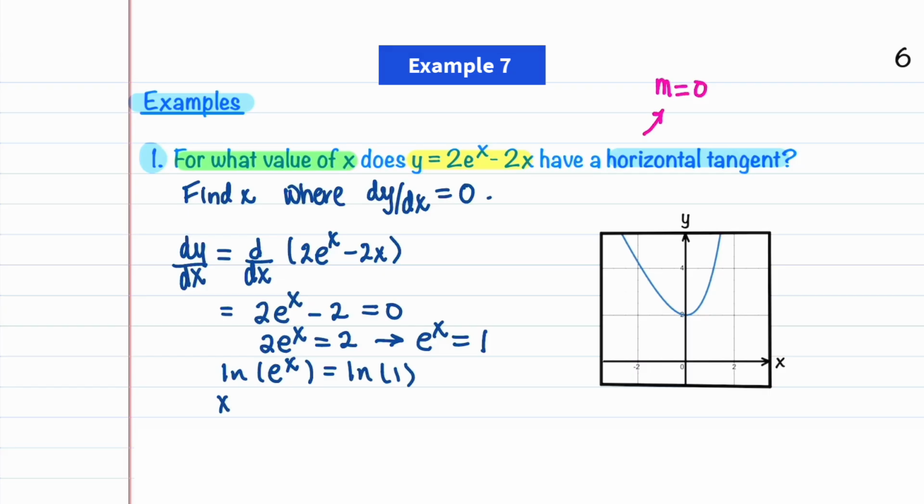This then is x times natural log of e is equal to the natural log of 1. Then we have to know that the natural log of e is 1. So on the left-hand side, we just have x. And then we have to know that the natural log of 1 is equal to 0. So we get x is equal to 0.